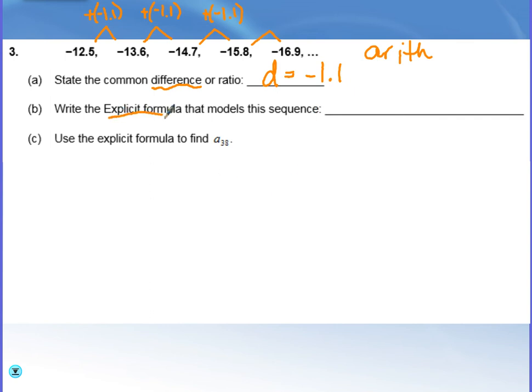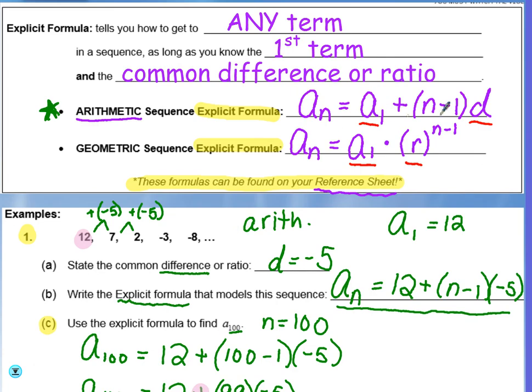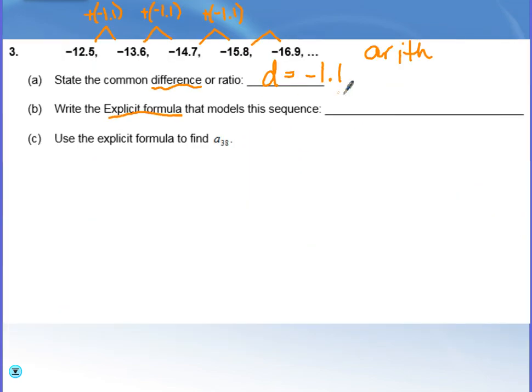Write the explicit formula, so we will use what is on the front page of our worksheet, and we are going to replace, like we did before, the first term and our common difference. So in this example, to get to any term of this sequence, the first term, in this case, is negative 12.5 plus n minus 1, and we will plug in the common difference, in parentheses, negative 1.1.